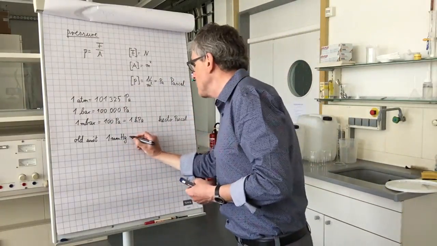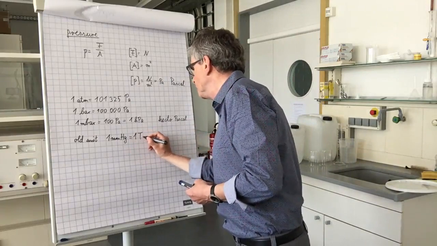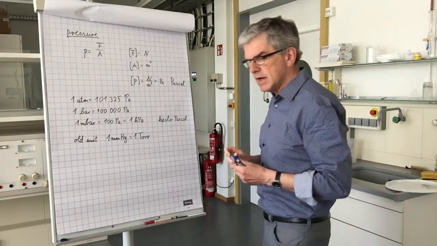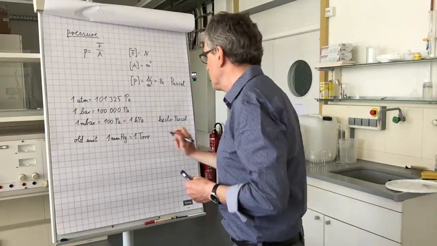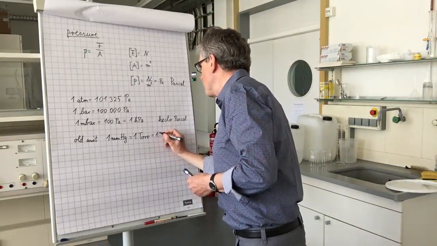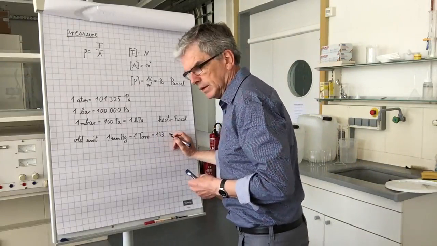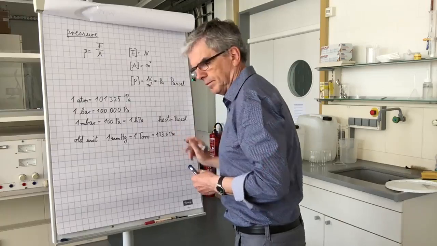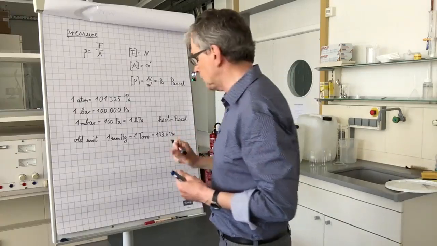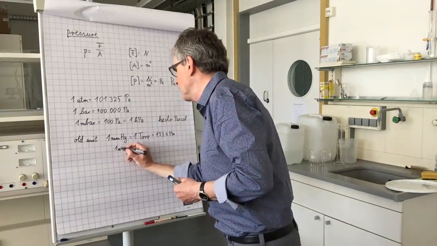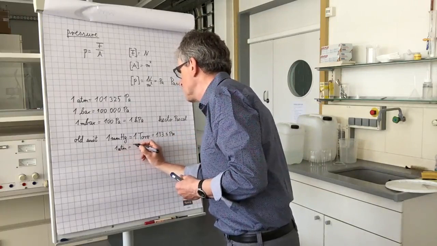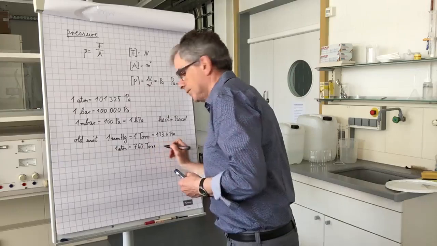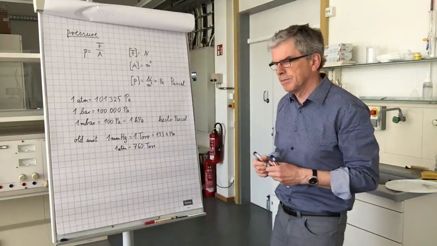And this is oftentimes also called 1 Torr, named after Torricelli, who was an Italian physicist, and that is 133.3 Pascal. Or we could also say 1 atmosphere is 760 Torr, or millimeters Hg.